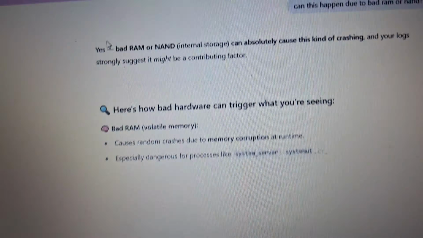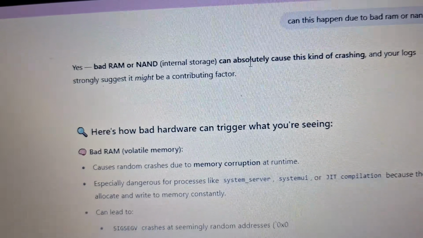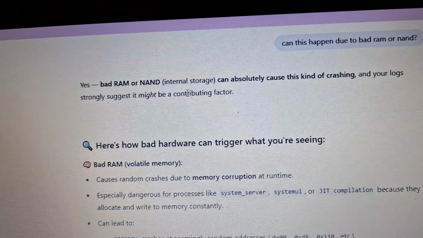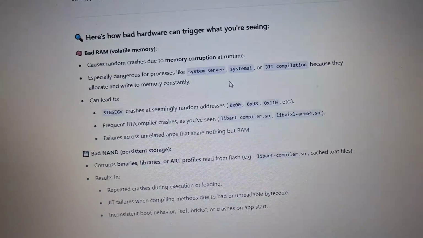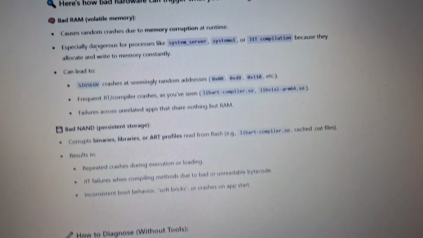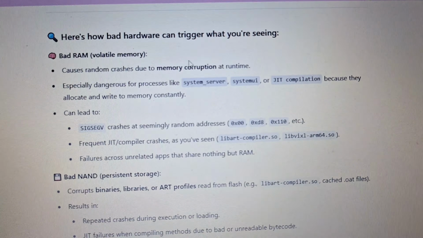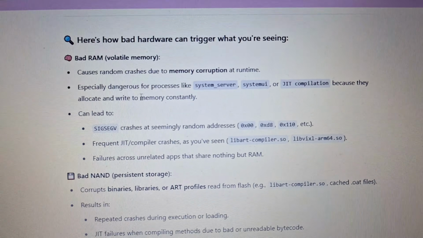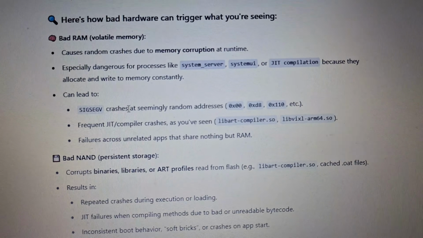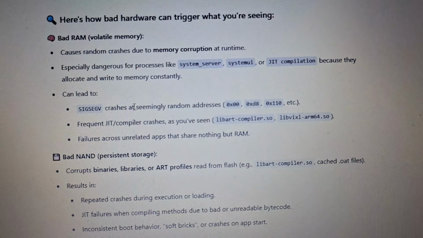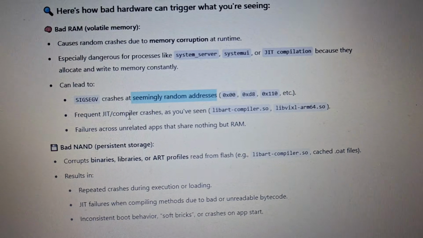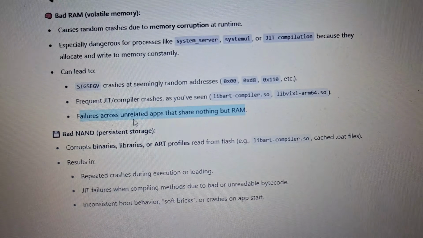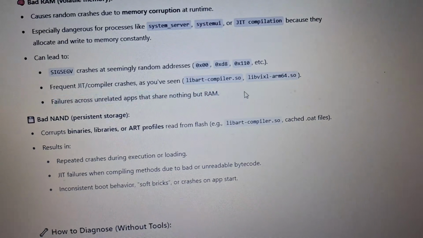Boom, here it is. Bad RAM or NAND internal storage can actually cause this kind of crashing. In the log, this might be considered a factor. There we go. Now ChatGPT is saying bad RAM causes memory corruption, especially damaging allocated memory. This is it. Similar RAM addresses. There it is. Failure across unrelated apps that share nothing but RAM.